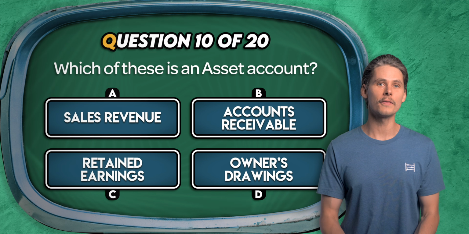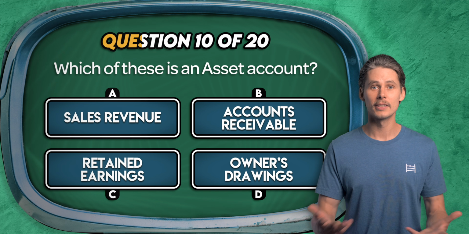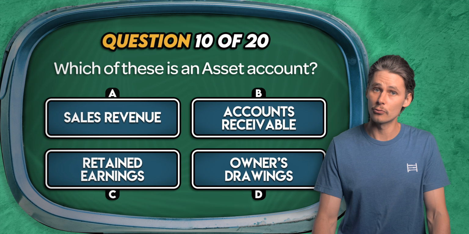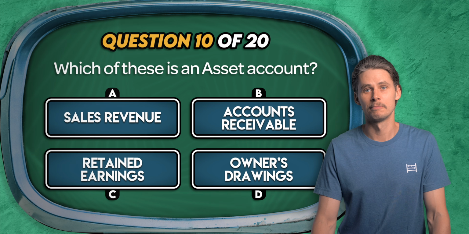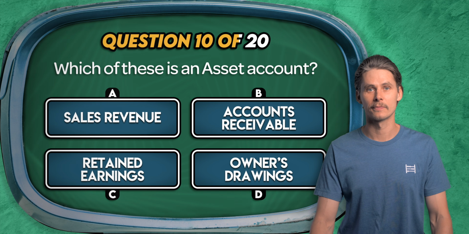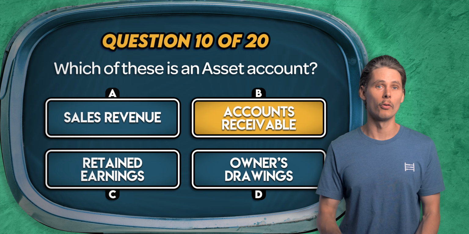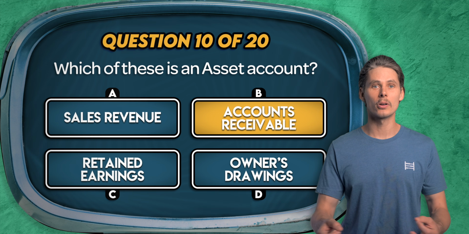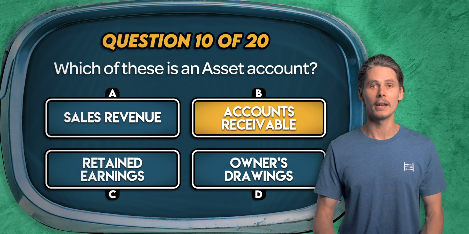Question 10. Which of these is a type of asset? Sales revenue, accounts receivable, retained earnings, or owner's drawings? It's B. Accounts receivable represents money owed to the business by its customers. It's an asset because it provides future economic benefit.